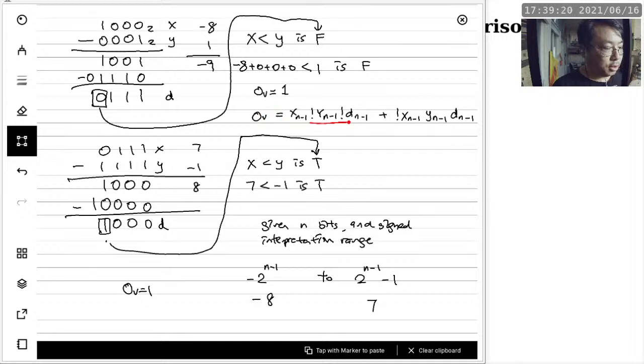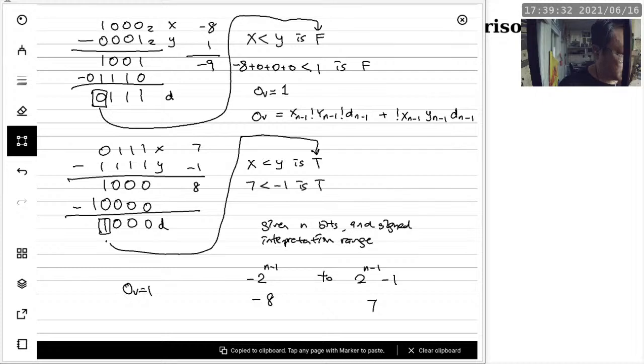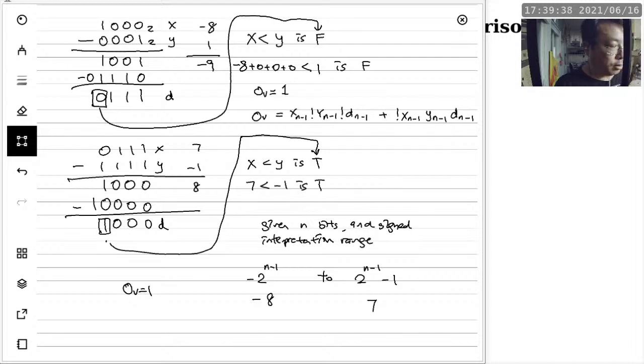This is the equation. These are the values. So the question is, how are we computing the value of the overflow flag? Is that making any sense?